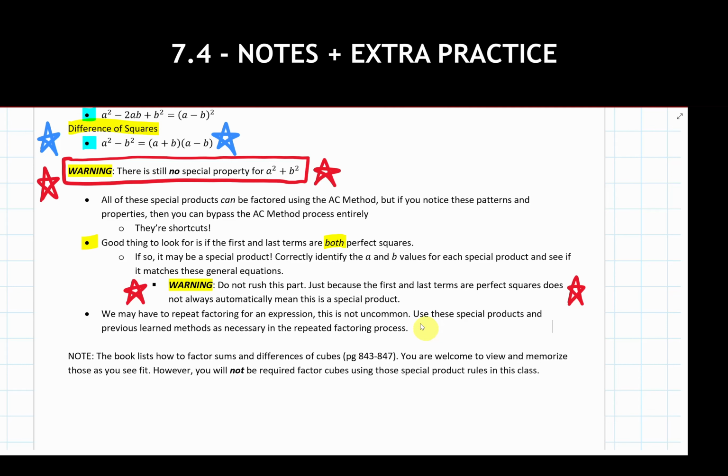Last thing I want to note is if you are going through and looking at the textbook, it does list that there is a process and some shortcuts to go through and factor the sums and differences of cubes. That's what we have there. Some examples and the processes for those are written out on the pages there, and you are welcome to view those, write them down, memorize them as you see fit. However, for the purposes of this particular class, you will not be required to factor using these specific methods.